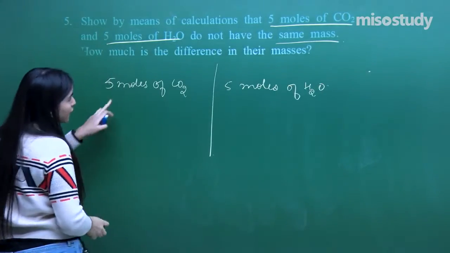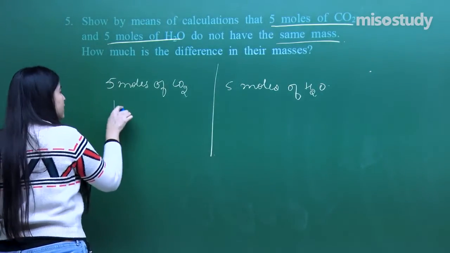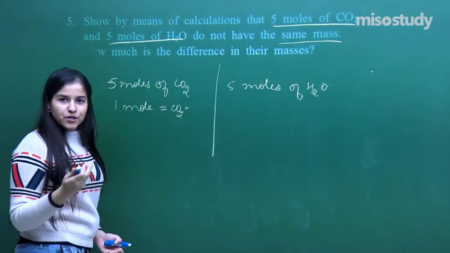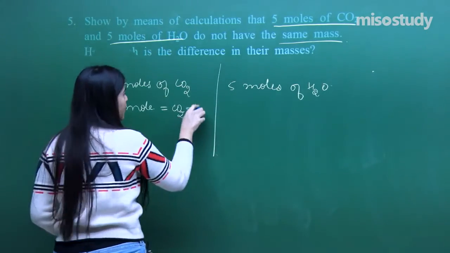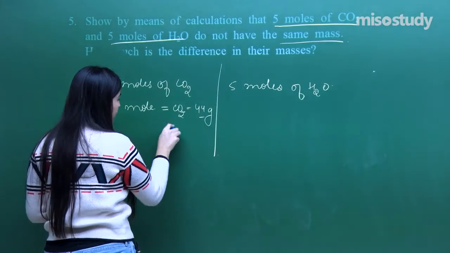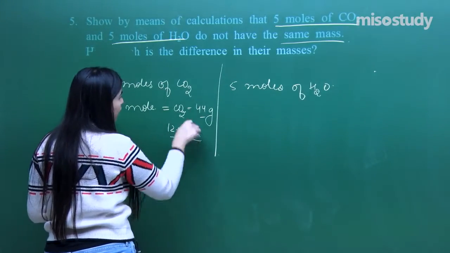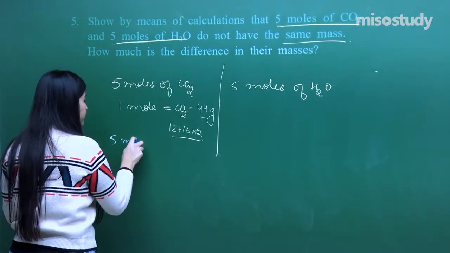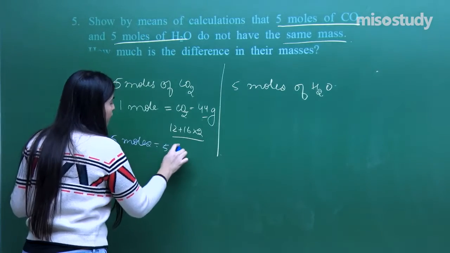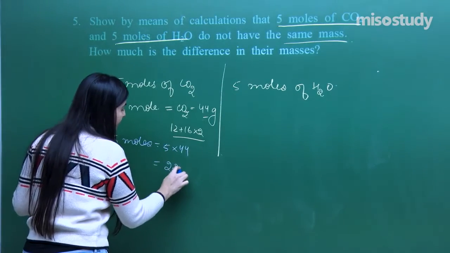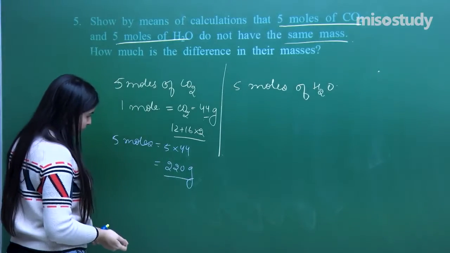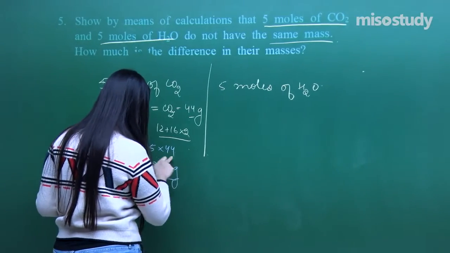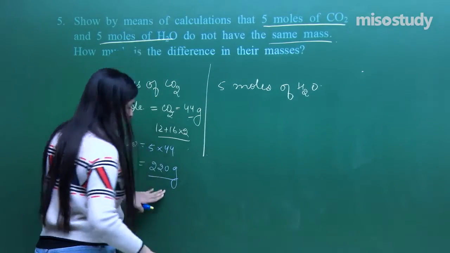So see here 5 moles of carbon dioxide. I have the value for 1 mole of carbon dioxide, which is going to be its molar mass, right? What is it? 44 grams. How? 12 plus 16 into 2. That is how you need to calculate. Now, this is the molar mass for 1 mole. For 5 moles will be 5 into 44. How much? 220. Fine. Just let me just check the calculations right here. Right, 220 is the answer.